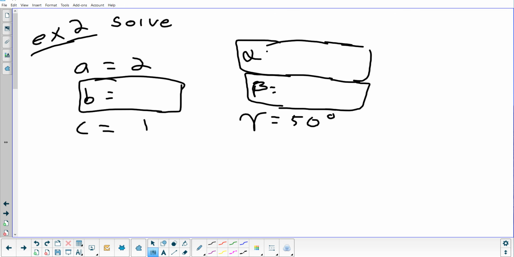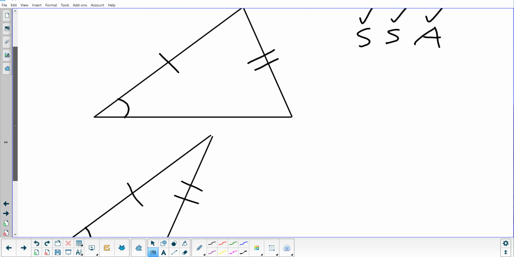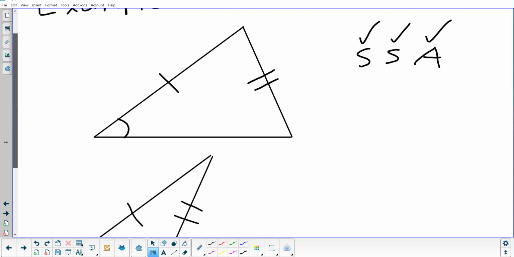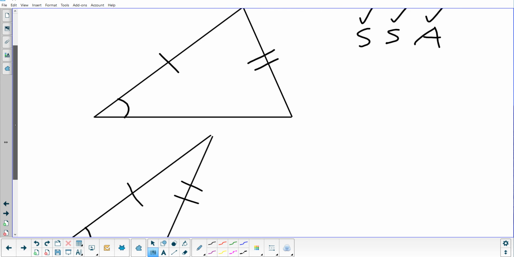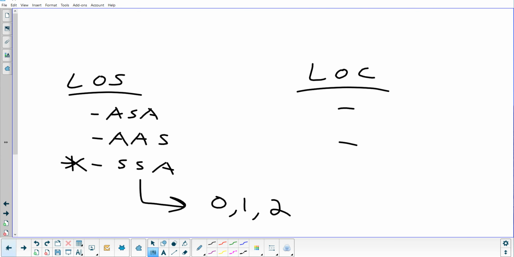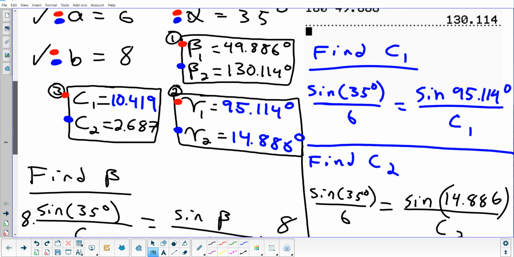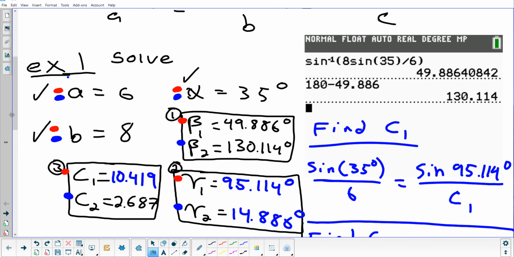Actually, I have a question about where we just were. I understand why there would be two different solutions that you can find, but at what point in the problem would you be able to tell that there would be two different solutions? The point that you can tell there's two different solutions is once you get this first angle right here, you get that 49.886, and you subtract it from 180. If that number fits with the given number, that's how you know there's two solutions.